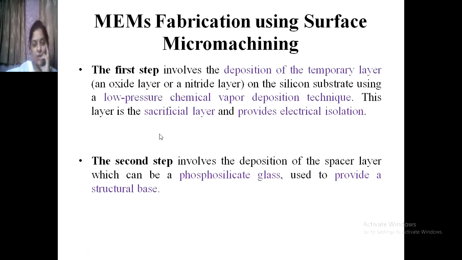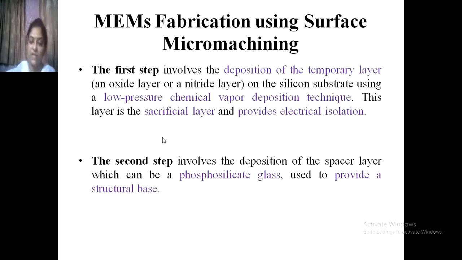In surface micromachining, the first step involves the deposition of the temporary layer, that is an oxide layer or nitride, on the silicon substrate using the low pressure chemical vapor deposition technique, that is LPCVD. So this layer is the sacrificial layer and provides electrical isolation.